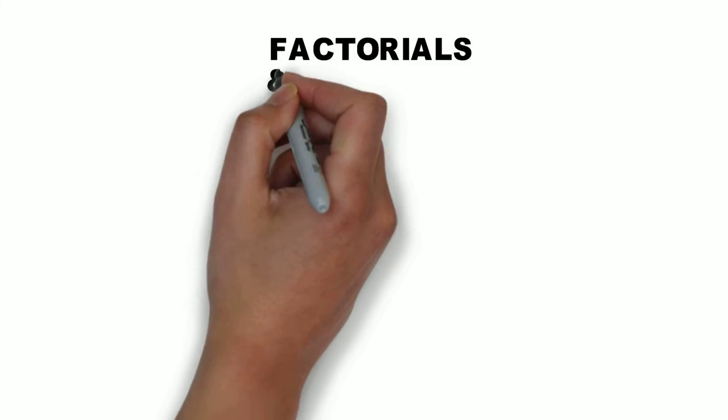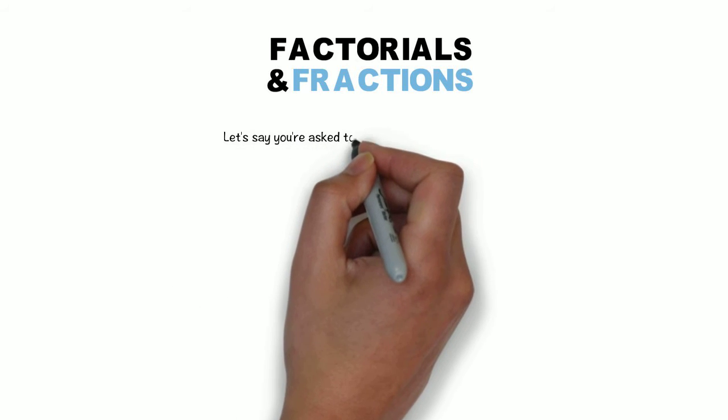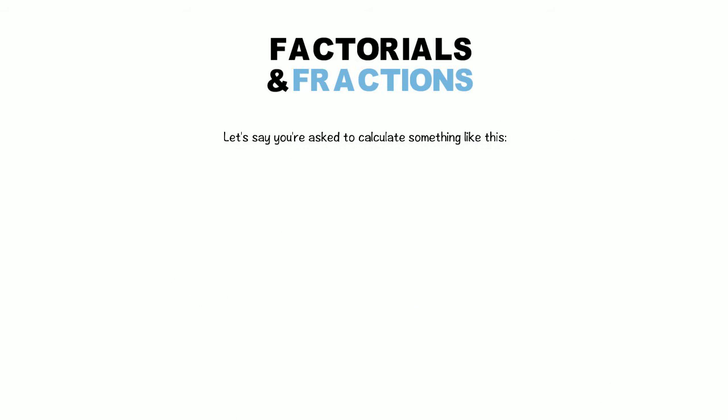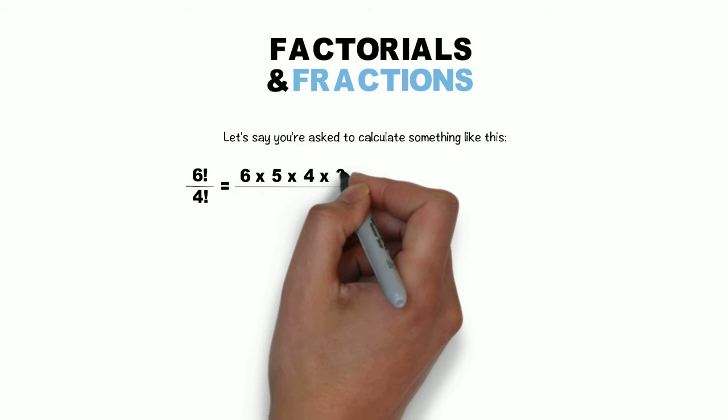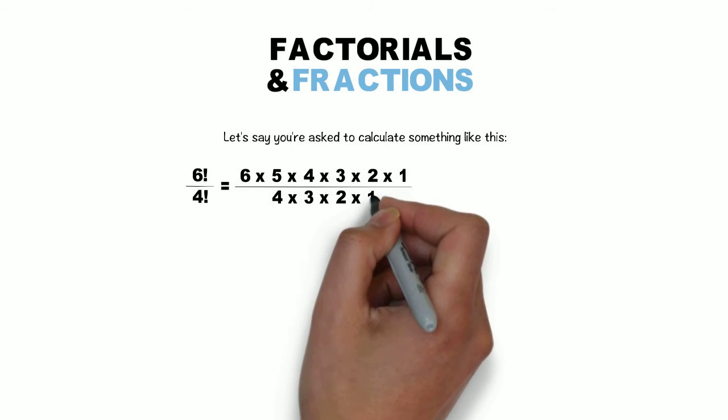The best thing in the world about factorials is that they make fractions behave themselves. Check it out, guys. Let's say you're asked to figure out, I don't know, 6 factorial over 4 factorial. Well, that might start to look like a nightmare. So on top we've got 6 times 5 times 4 times 3 times 2 times 1. And on the bottom we've got 4 times 3 times 2 times 1.